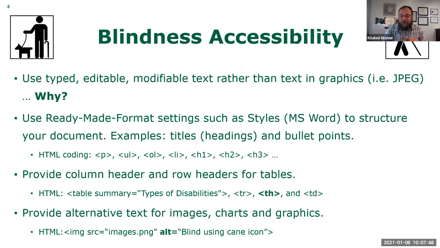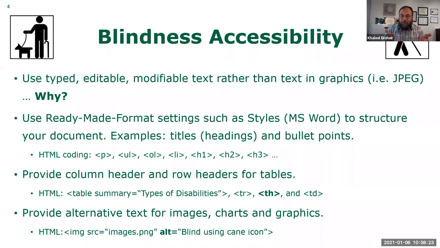Next comes using ready-made format settings. Sometimes they are called styles, for example, in Microsoft Word. These ready-made formats are used to structure your document. It is a hierarchical structure. For example, you start with the title of the topic, then you go through subtitles, or headings, heading level 2, heading level 3, and each heading could have a subheading. Heading level 2 could have a subheading, heading level 3.